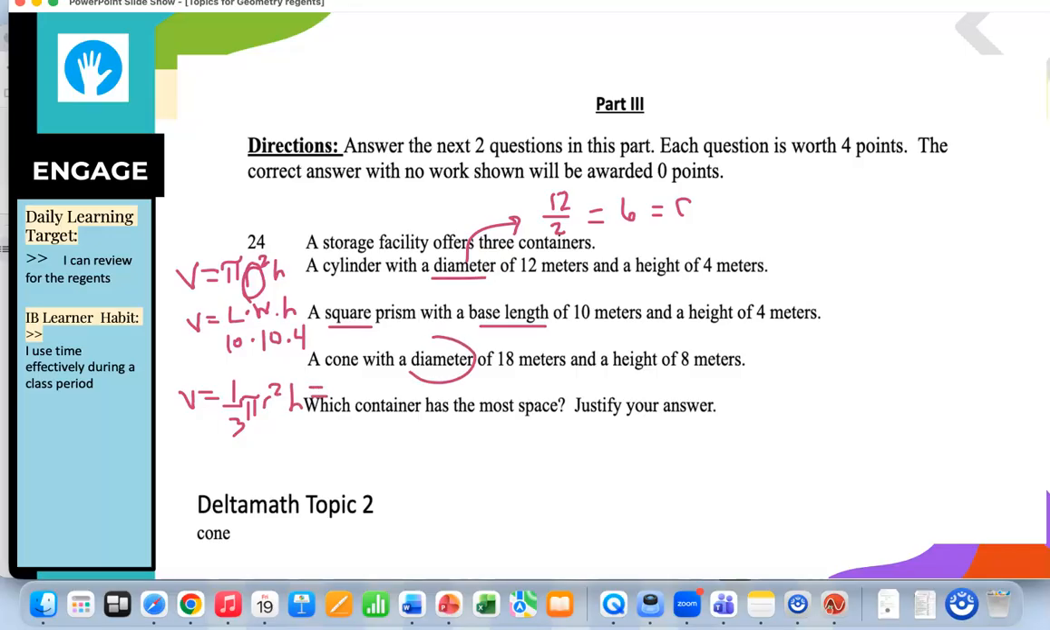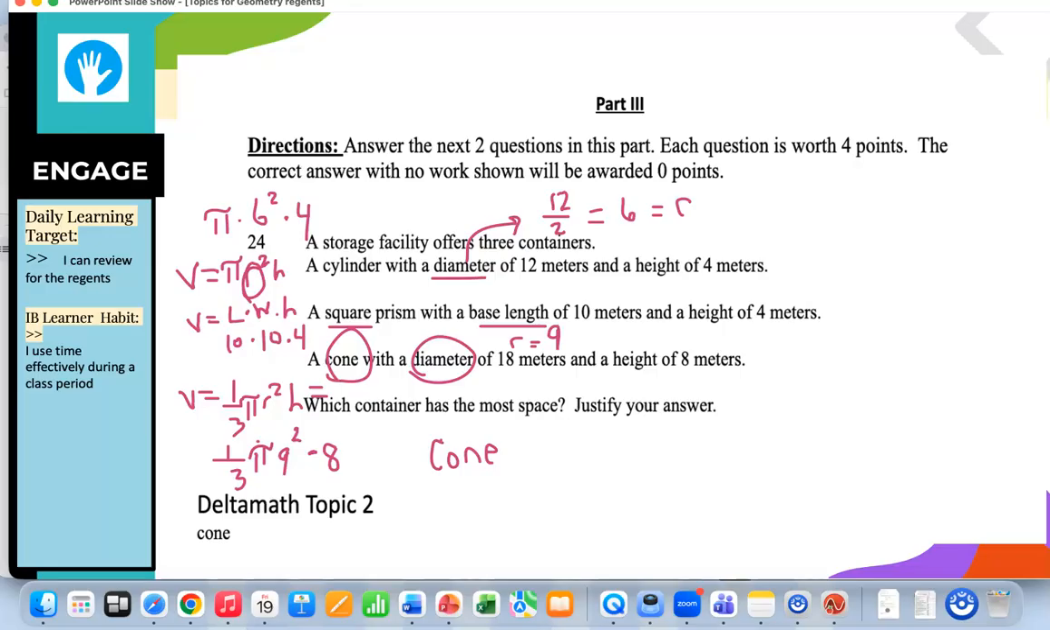And again, diameter. So that means the radius is 9, 18 divided by 2. So that's going to be 1/3 pi times 9 squared times 8. And then for the cylinder, I know I didn't show that, pi times 6 squared times 4. If you put these in a calculator, you're going to get an answer, and the answer is going to lead to the cone having the most space. So you have to actually show this work like I modeled it, and then say cone in the end. All right, this is a 4-point question.